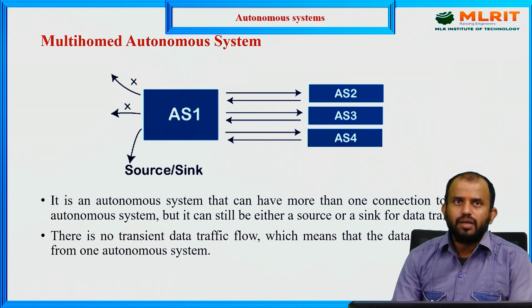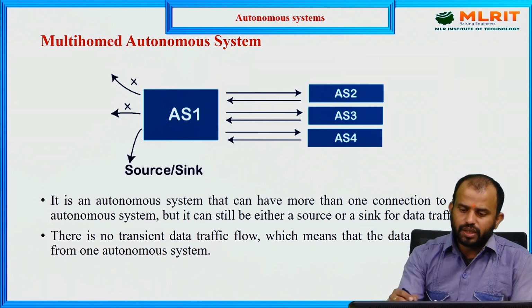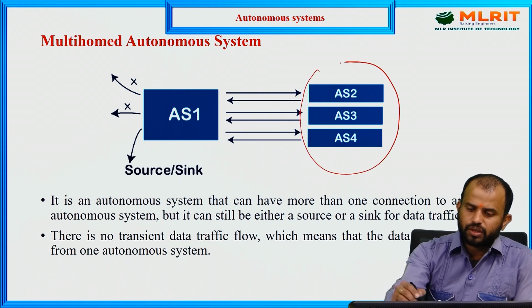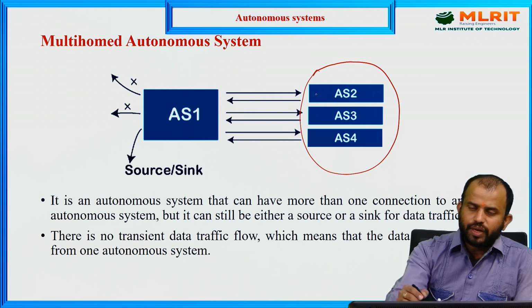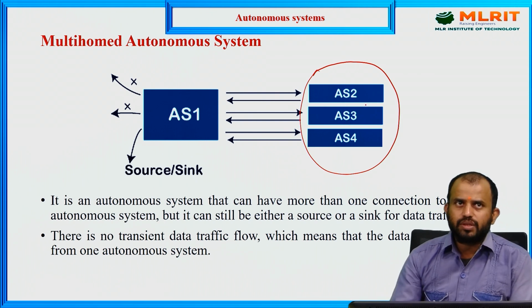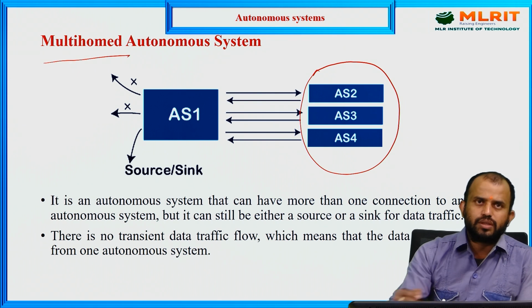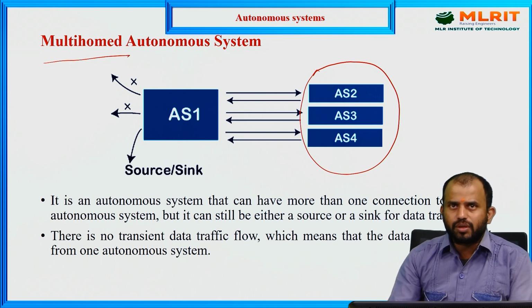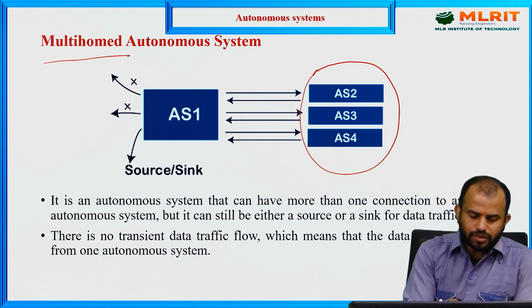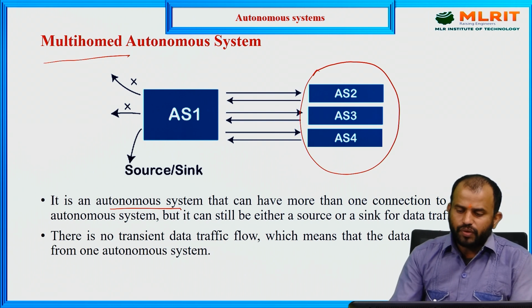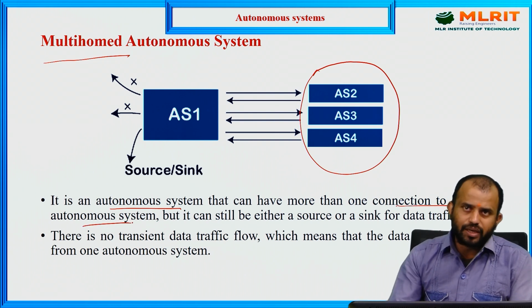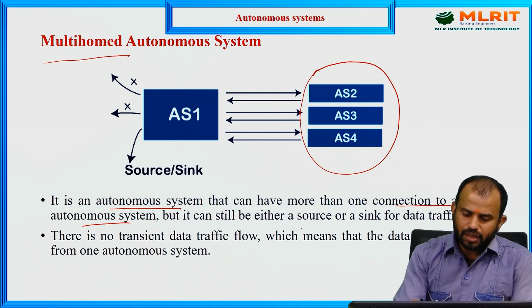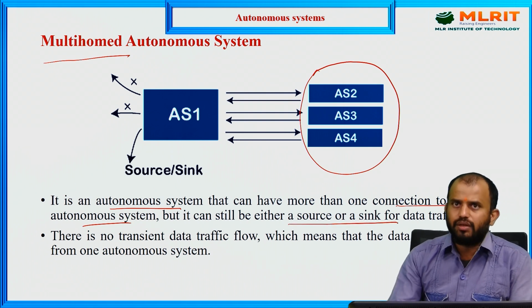And similarly the multi-homed autonomous system. When you see here, n number of source systems are there. In the previous one we had one AS1 and one AS2, between which information is transmitted and received, but here we have n number of autonomous systems, which we call a multi-homed system, which means multiple autonomous systems are present in this loop. So in this autonomous system we have more than one connection, one-to-many connections. But they still act as a source or sink for data traffic.